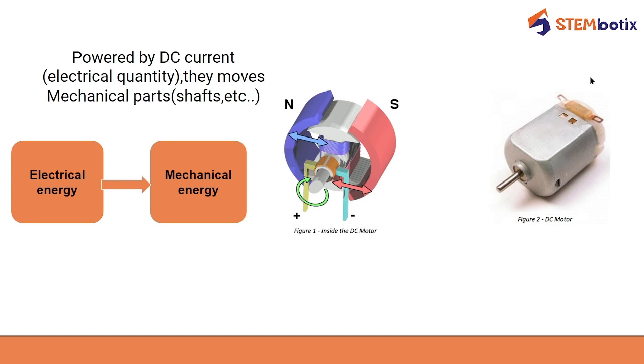So, in input, the DC motor is taking direct current, which is an electrical quantity, and due to its inner mechanism, it starts rotating this rotary part. So, by connecting a wheel or shaft or any part, you can move that wheel or shaft. So, DC motors are there to give a rotary motion to different parts. So, it converts electrical energy into mechanical energy.